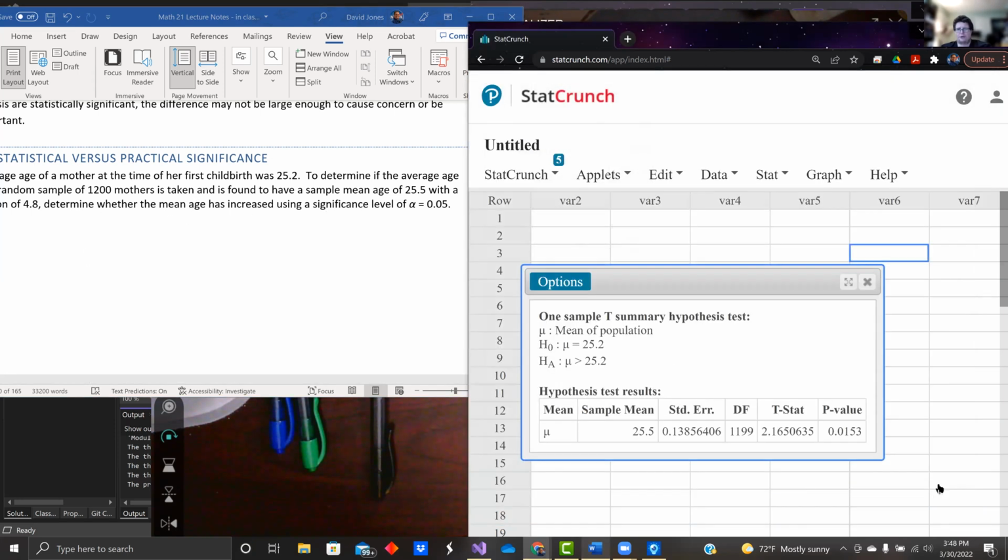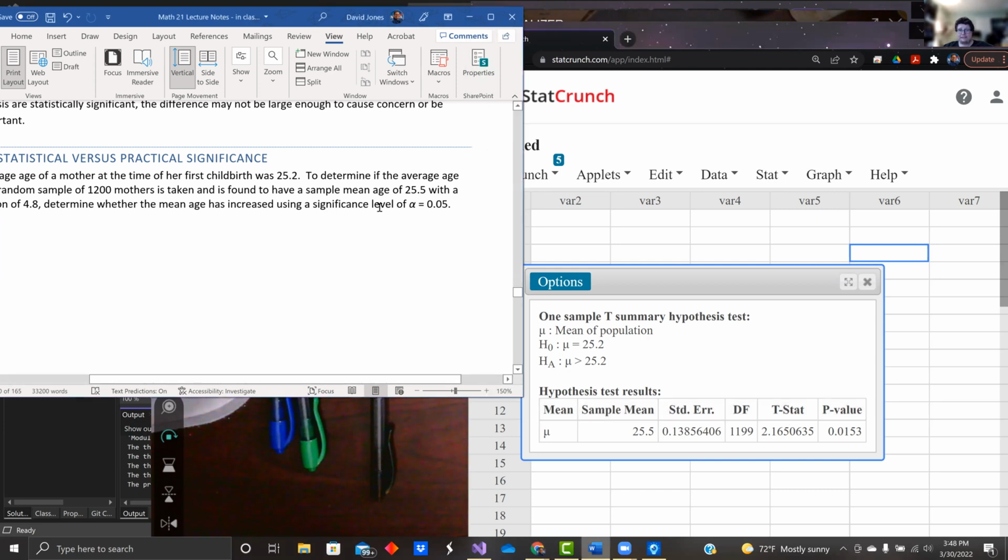If we click compute, we get a p-value of 0.0156. A p-value of 0.0156, when we compare it with the level of significance, alpha, it's below. So the p-value is too low. We reject H naught and we support HA. And here we're saying the mean, so HA is the mean value is greater than 25.2.